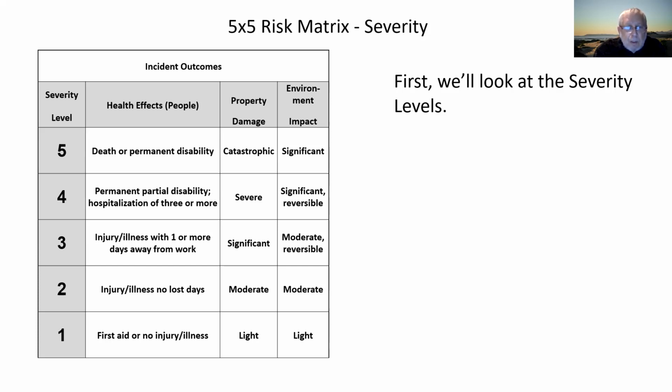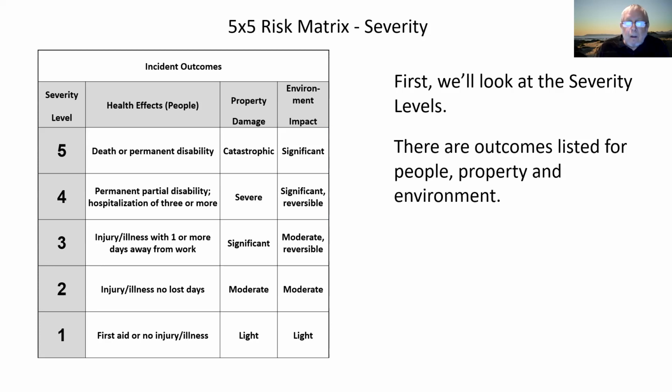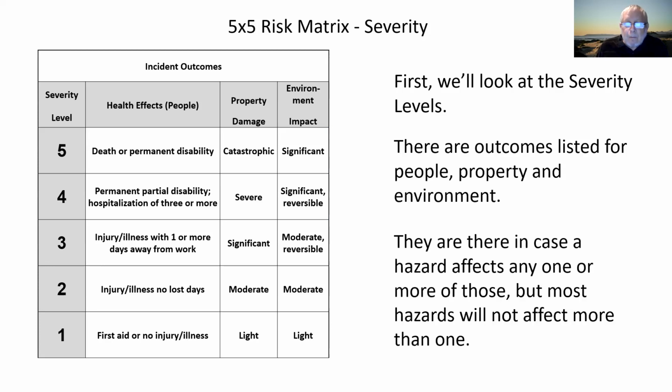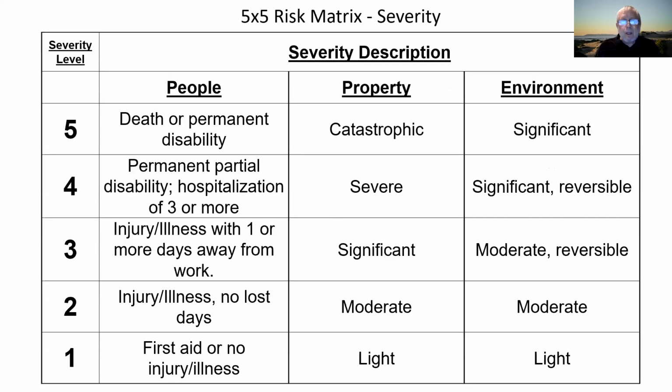4 is permanent partial disability, hospitalization of 3 or more. That's pretty severe. Property damage is severe. Environmental impact is significant, but it's reversible. And 5 is death or permanent disability. Property damage is catastrophic, and environmental impact is significant. That's the severity levels. Again, there are outcomes listed for people, property, and environment. They are there in case a hazard affects any one or more of these, but most hazards will not affect more than one.